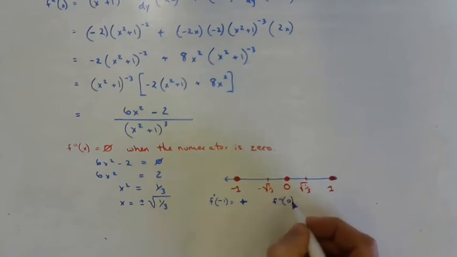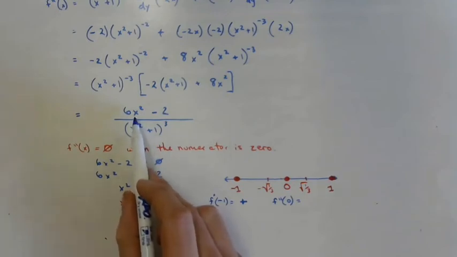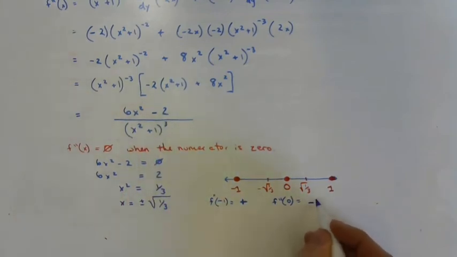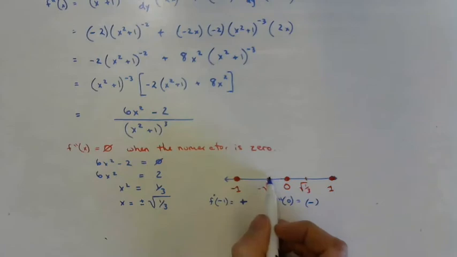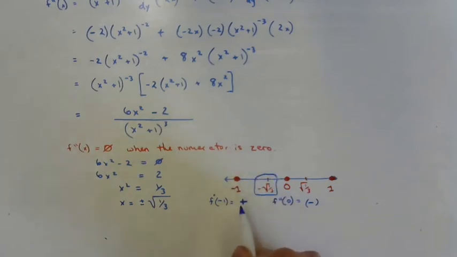Take the value of the second derivative at our next test point, which is 0. I put 0 in the top. I get -2, so that's negative. So there is a sign change over x equals negative radical 3.